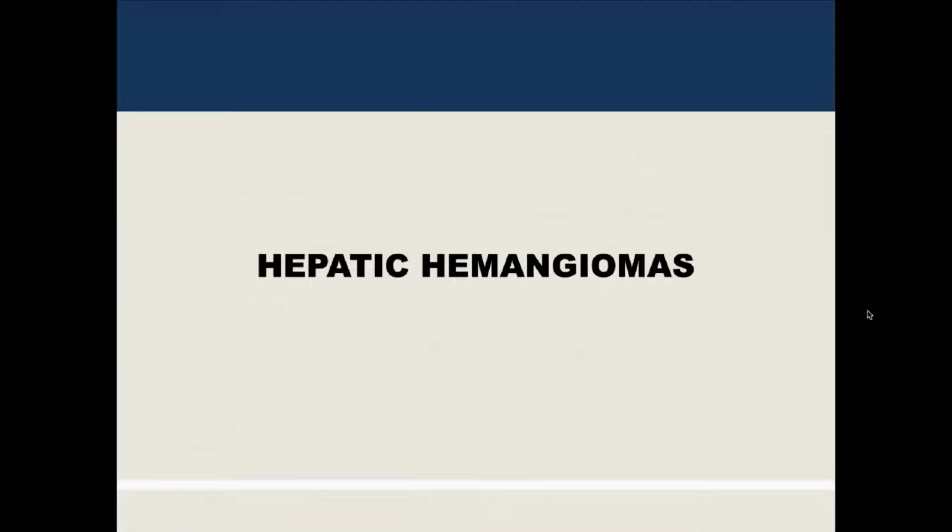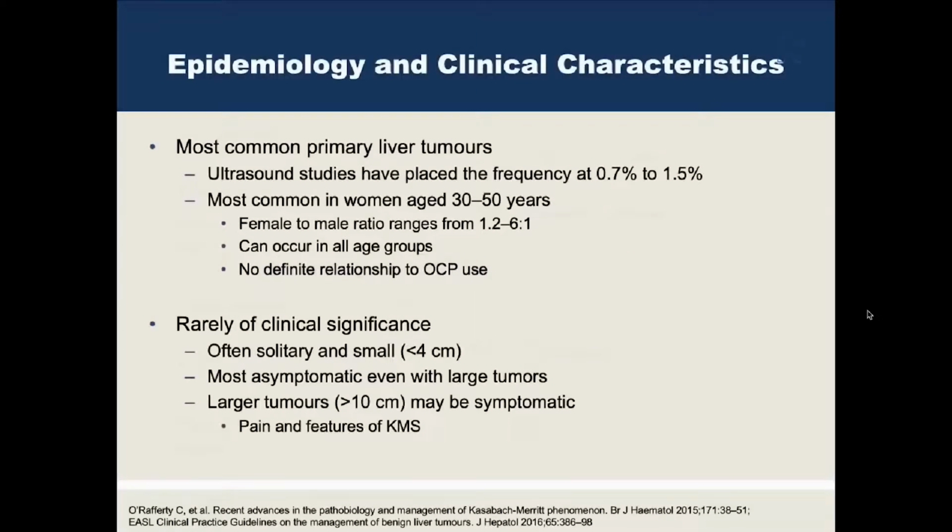Now we'll move on to hepatic hemangiomas. Hepatic hemangiomas are the most common primary liver tumors. The ultrasound studies on hemangiomas have placed the frequency at about 0.7% to 1.5%. Again, these are more common in women aged 30 to 50 years, although the female to male ratio is nowhere like the other two tumors that we have discussed so far. It's around 1.2 to 6 to 1 female to male ratio.